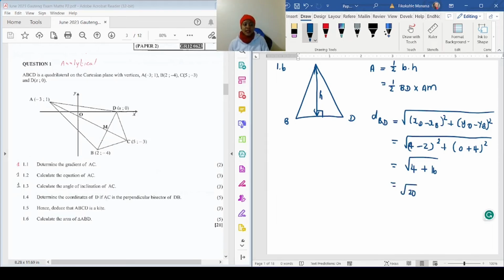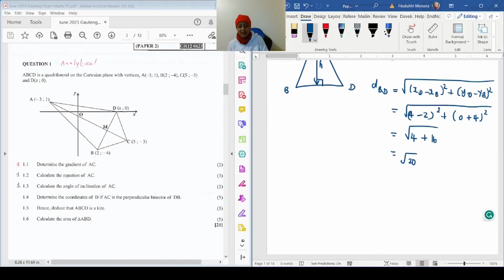And then our perpendicular height, which is AM. Firstly, we need to get M. Okay, so we're going to use the midpoint formula. Midpoint of BD. So the x-coordinate of B plus the x-coordinate of D, and we're dividing that by 2, the y-coordinate of B plus the y-coordinate of D, and we're going to divide that by 2, and you can see that M should have a negative y value, all right? Because negative y value, positive x value.